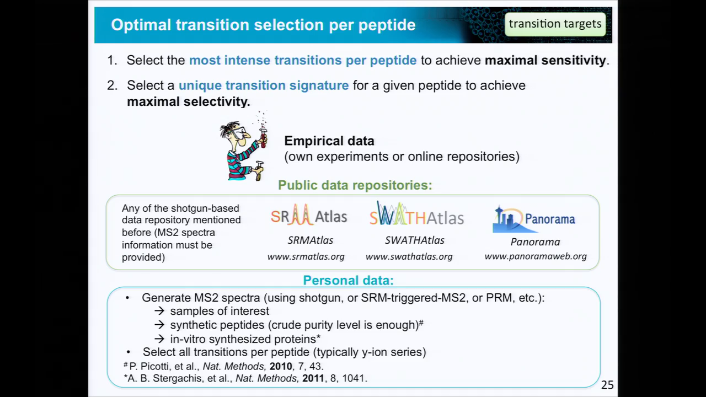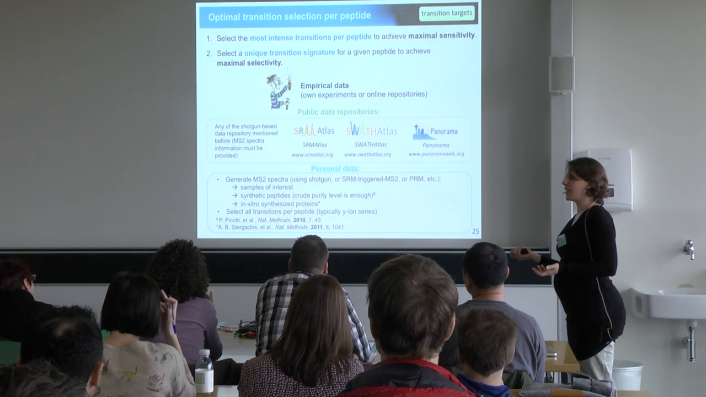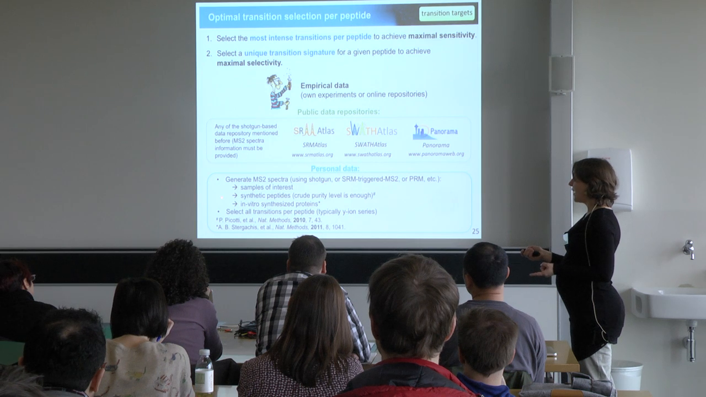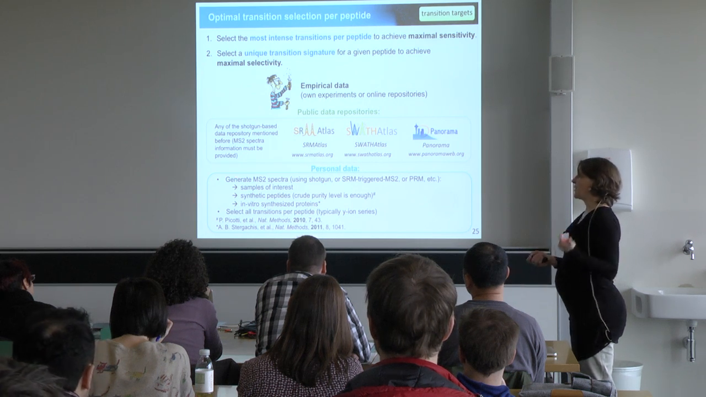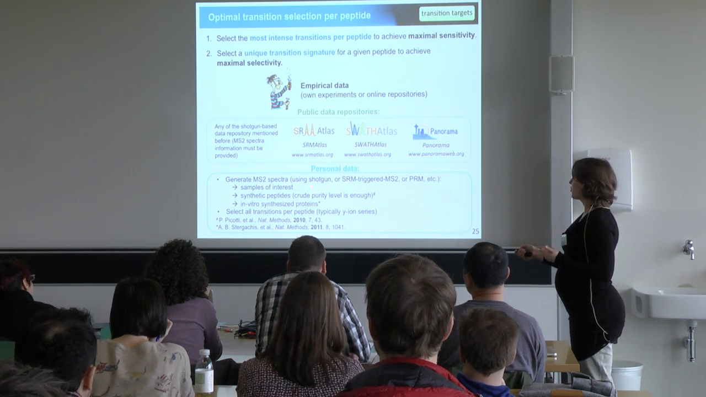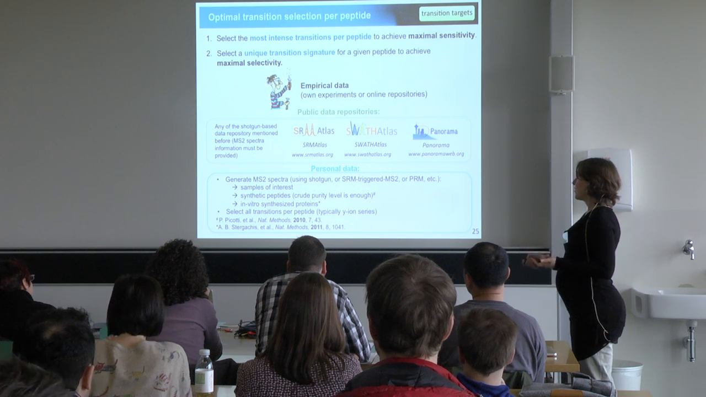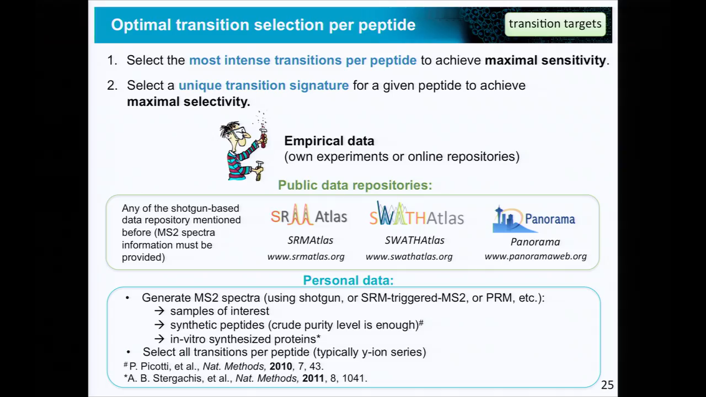And for transition selection, you do not necessarily rely on the data of other people. You can generate your own data by doing measurements where you end up with an MS2 spectrum. So you can use shotgun, but you can also do SRM triggered MS2, or you can do a parallel reaction monitoring experiment. All of those generate MS2 spectra that you can search, and once you have identified a peptide, you can take the most intense transitions from there.